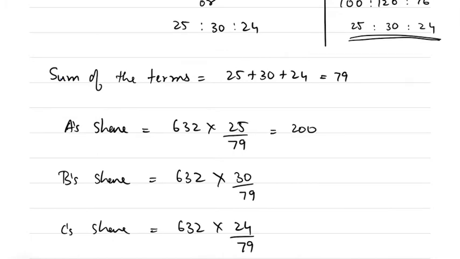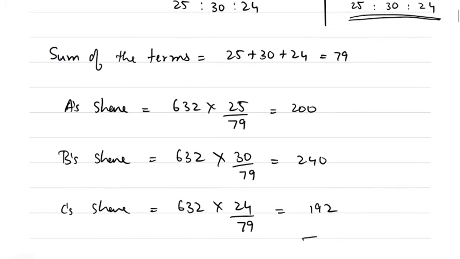Which comes to 200, 240 and 192. Total is 632. Let's see the next question.